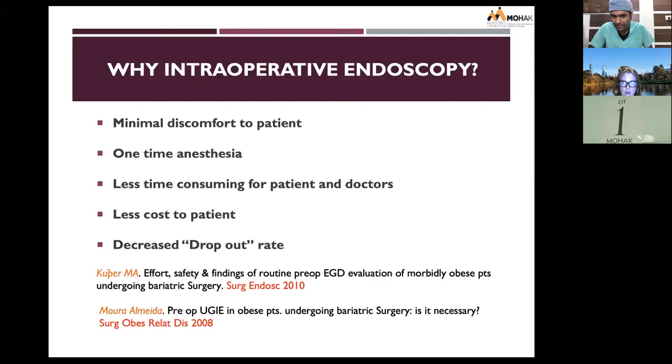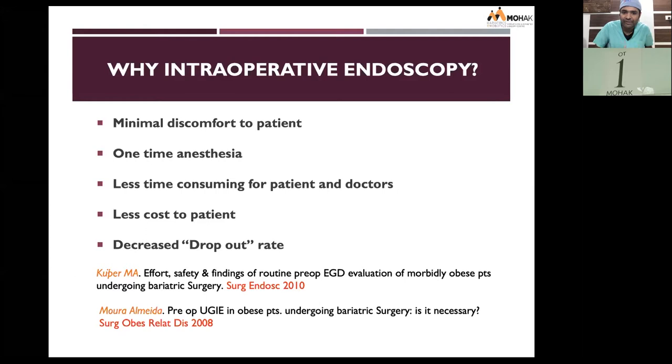It's a one-time anesthesia, so the patient need not be given sedation outside and then come again for another anesthesia. It's much less time consuming for both the patient and the doctor. Cost is specifically a constraint in India, and that gets reduced very drastically. Also, we have experienced a very decreased dropout rate at our center.